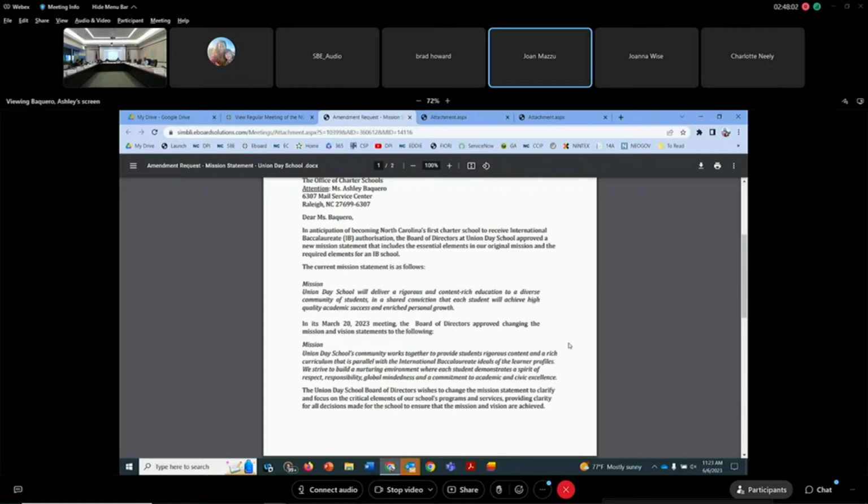Any other questions for Union Day? Somebody prepared to make a motion? I'll make a motion to approve Union Day Schools' change in their mission statement. I'll second your motion. It's been properly moved and seconded. Any discussion?